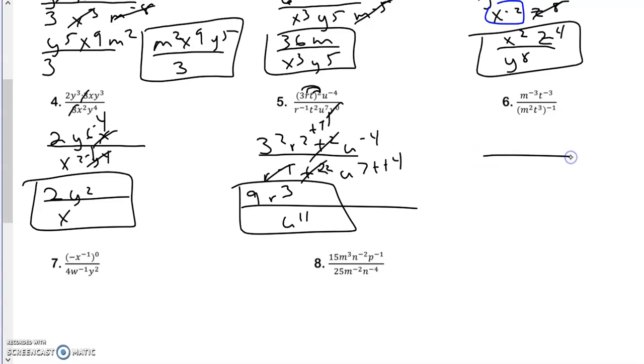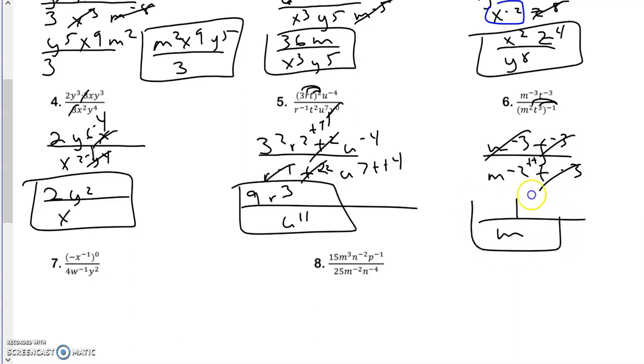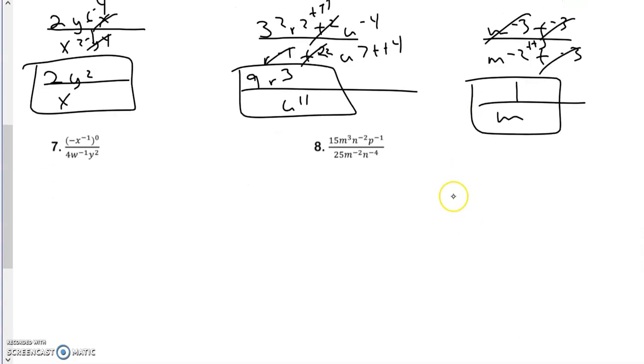Taking a look at the next one, I need to distribute to the bottom. So I'm going to have m to the negative 3rd, t to the negative 3rd, m to the negative 2nd, t to the negative 3. Now I am going to see which one is smaller, which is obviously the negative 3. Two negatives make a positive, so that's going to have an m. The t to the negative 3's cancel out, and I'm just going to have 1 over m.